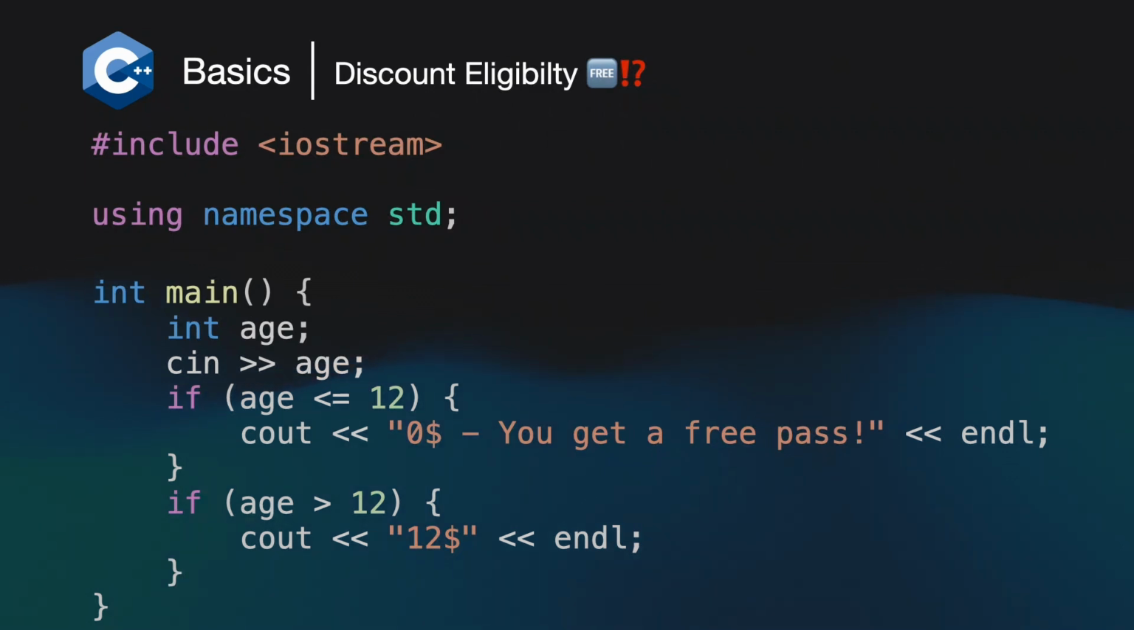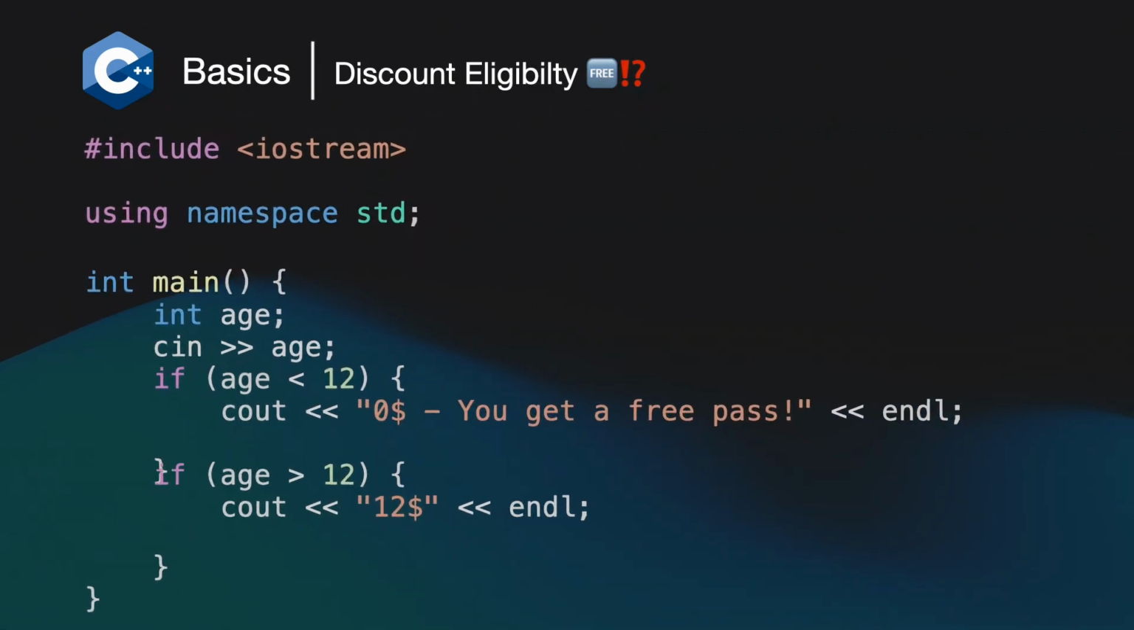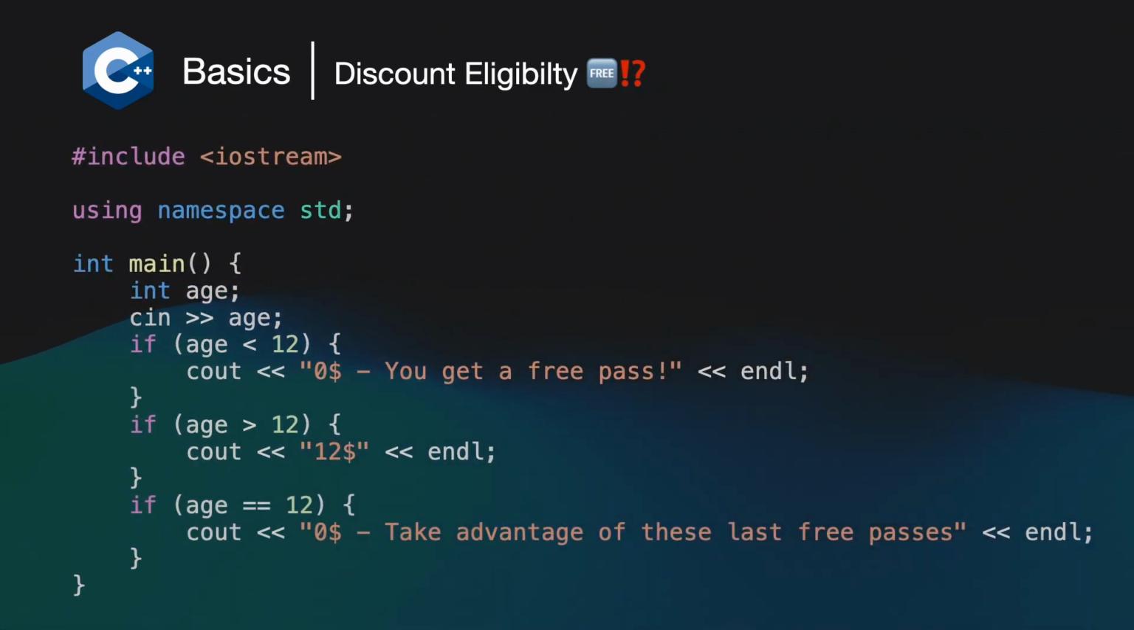Now, let's assume that we were asked to print a custom message for users who are exactly 12. First, I remove the equal sign from the first if block so that it doesn't cover the scenario. Then, I add another if statement to check if the age is equal to 12. To check if two values are equal, we use two equal signs.